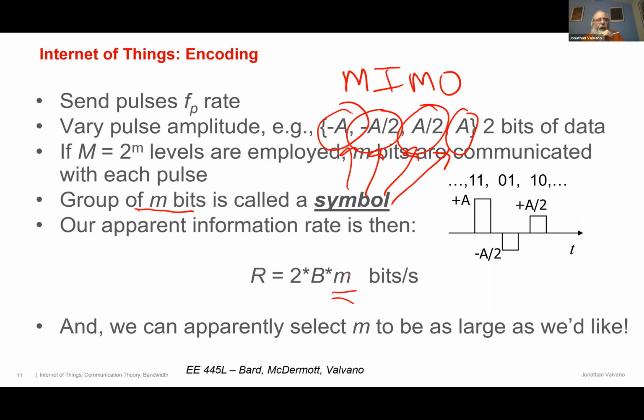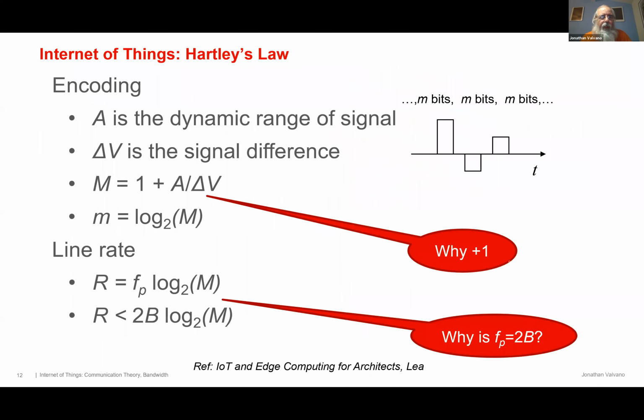Okay? And again, this is the maximum, because this is FP. All right. But obviously you're not going to let me say that m could be infinite. No, because of noise. M is limited. And that's the essence of the Shannon channel capacity. Before we get to Shannon, we're not going to limit it. We're just going to define it.